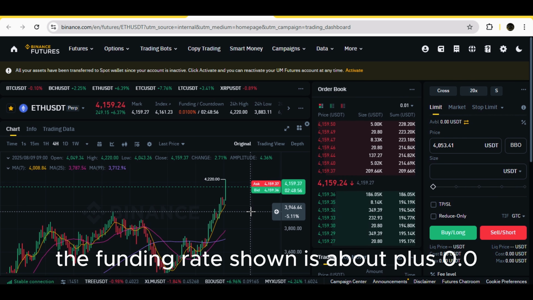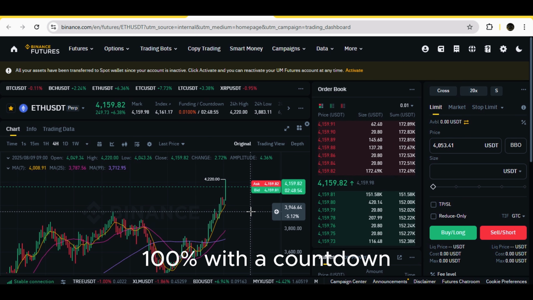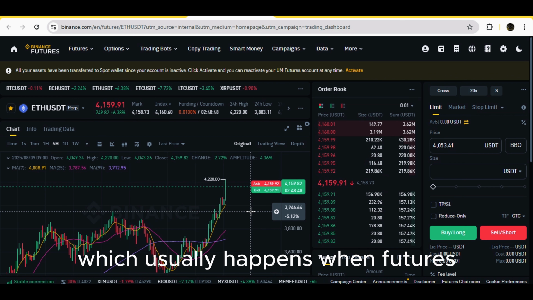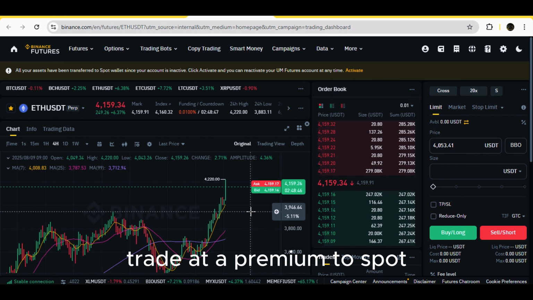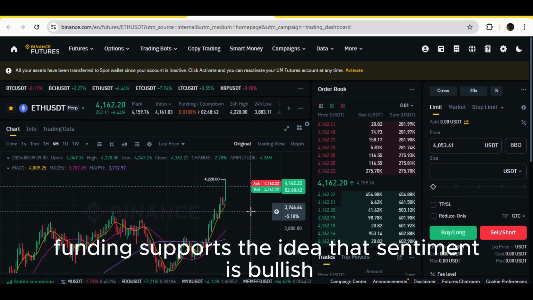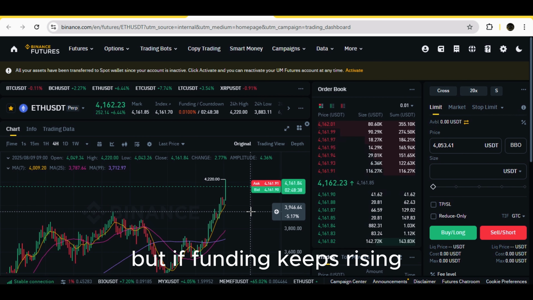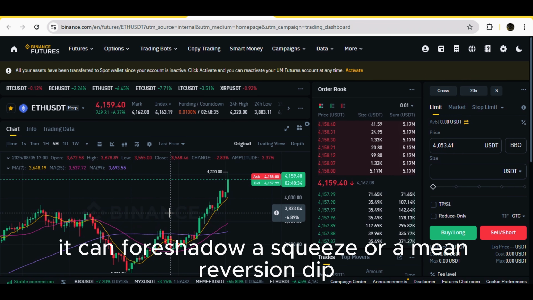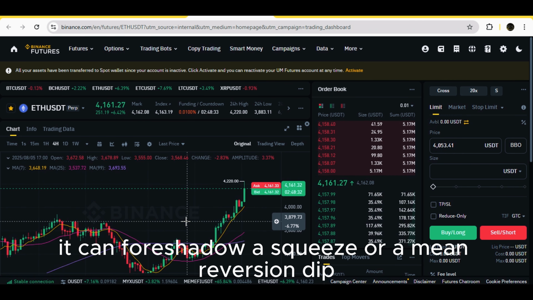The funding rate shown is about plus 0.01% with a countdown. Positive funding means longs are paying shorts, which usually happens when futures trade at a premium to spot. Slightly positive funding supports the idea that sentiment is bullish. But if funding keeps rising while price stalls under resistance, it can foreshadow a squeeze or a mean reversion dip.